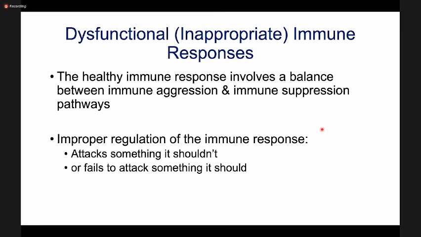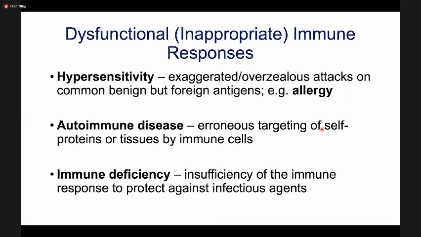Yes, you need a very good response against pathogens, but when the pathogen has been gotten rid of, for example, you need to stop that response. So there always needs to be regulation. And we also need to ensure that the immune system is not attacking something that it should not. So it shouldn't attack cells. And it should not fail to attack something it should. You don't want it not to be able to mount a response against pathogens. And there are several categories of diseases that describe these dysfunctional responses, and we'll discuss them.